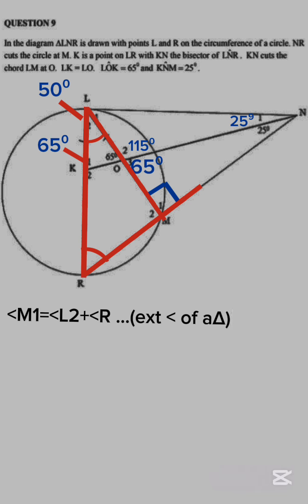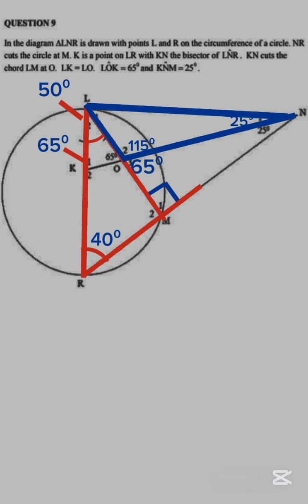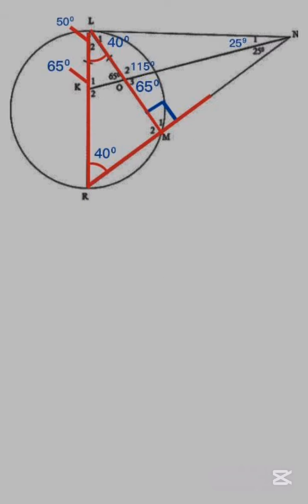We have values of angle M1 and angle L2, so let's substitute them. 90 degrees is equal to 50 degrees plus angle R. Angle R is equal to 40 degrees. Let's find the value of angle L1 that is inside triangle LON. Angle L1 is equal to 180 degrees minus 115 degrees minus 25 degrees. Angle L1 is equal to 40 degrees. I think the angles that we determined on our diagram will enable us to solve questions. So let's solve questions. 9.1.